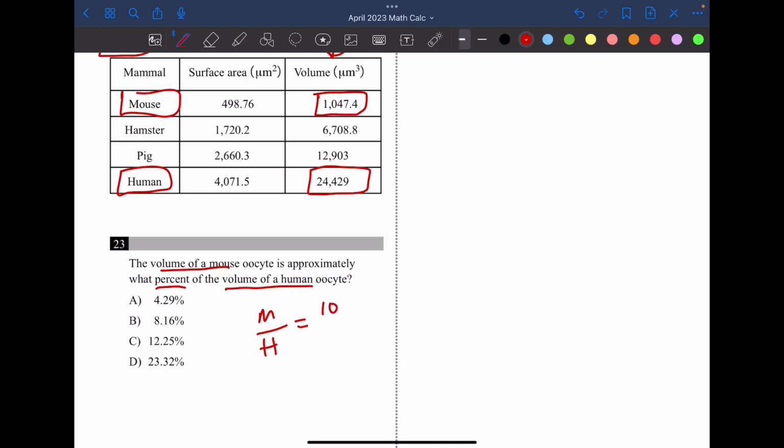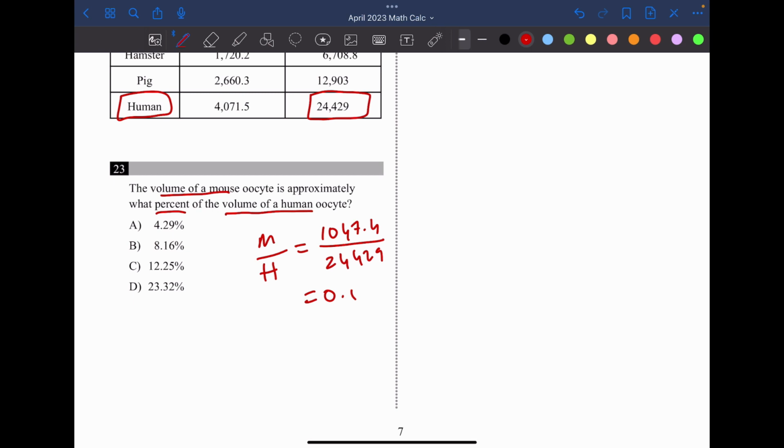So this would be 1,047.4 divided by 24,429. Put this on a calculator, so 1047.4 divided by 24429. This is going to be 0.0428, but it's asking for a percent, so we have to multiply this by 100%, and this will give us 4.28. Pretty simple, the easy step so far: which of these answers matches 4.28? It has to be 4.29%. So we are done. The answer is A.